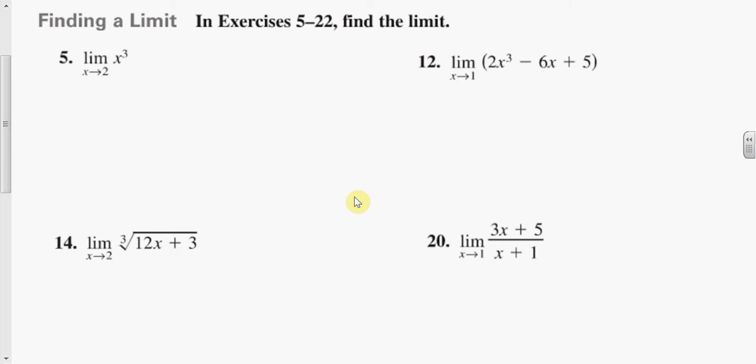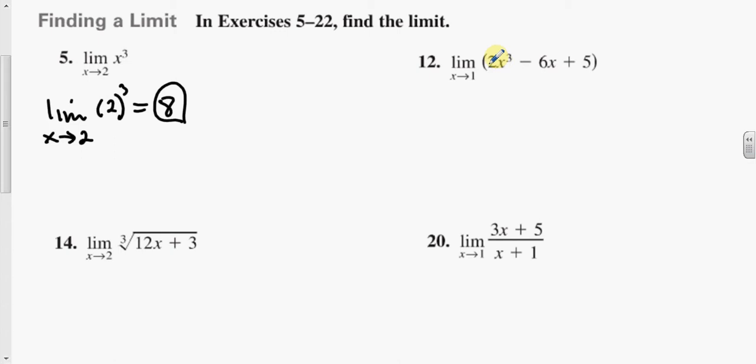Let's consider solving some of the problems in this section. Here we want to compute the limit. For this first problem, we simply compute it directly. This is the limit as x approaches 2. This just becomes 2 to the third power, and that just gives us 8.